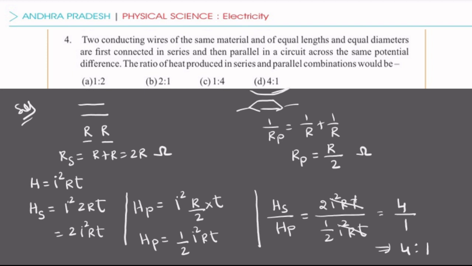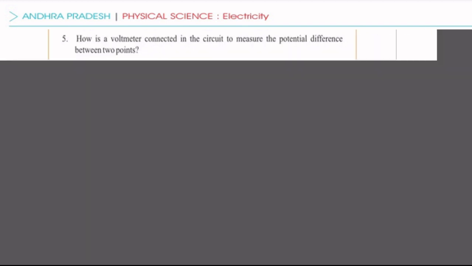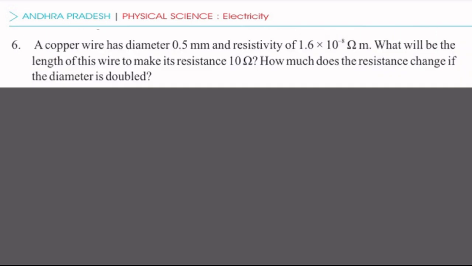Next, let us move to the fifth problem. How is a voltmeter connected in the circuit to measure the potential difference between 2 points? See, a voltmeter is used to measure the potential difference, and it is connected in parallel, whereas an ammeter is connected in series. So if you want to measure the potential difference between 2 points, the voltmeter should be connected in parallel. That is the answer. So next let us move to the sixth one.